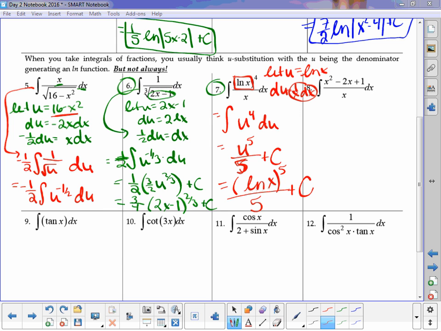Let's take a look at number 12. Are there more than one number 12 right here? No. Okay, this number 12. Don't flip any pages, let's just go to this.